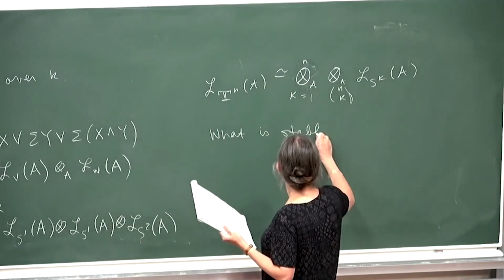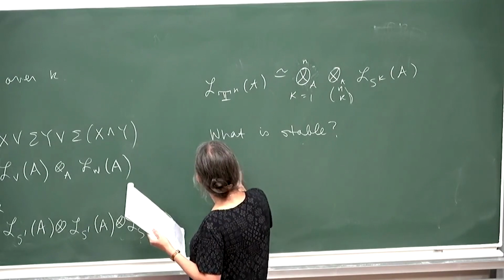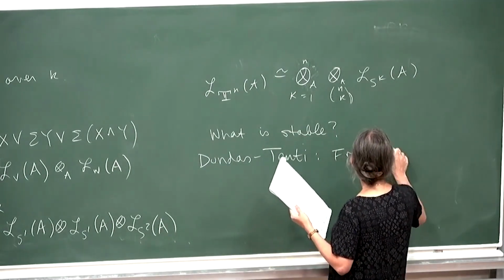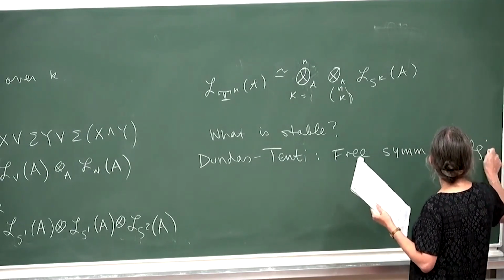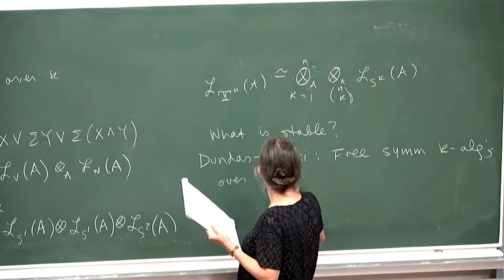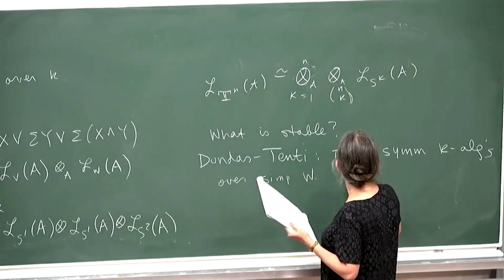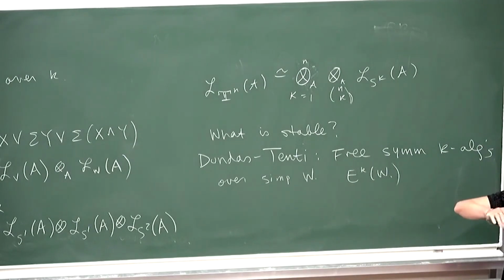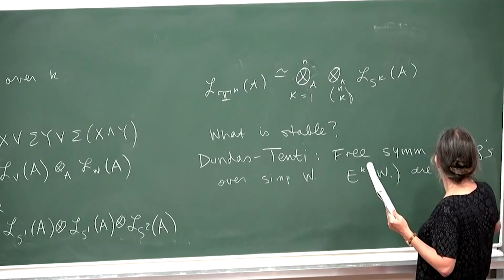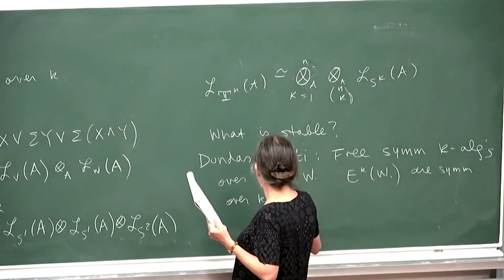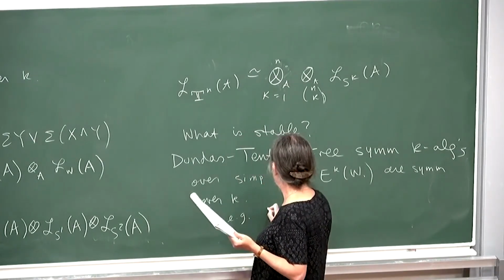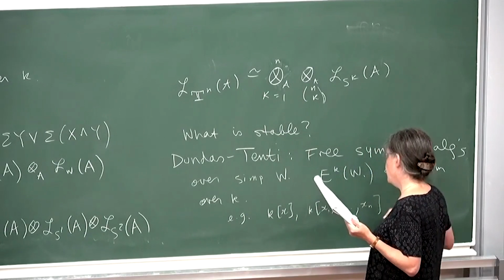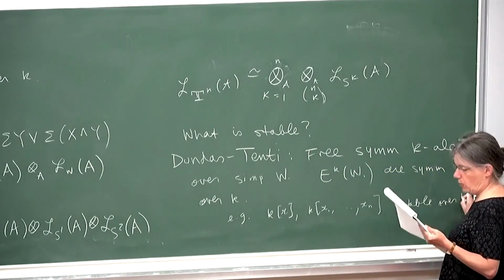And, OK. So what is stable? Dundas and Tenti said that if you take free symmetric K-algebras over some simplicial set W, so you'd write that E_K W. So you take the free K thing, the infinite symmetric thing, over W. In the zero-dimensional case, so certainly K with a variable or K with a bunch of commuting variables, these are stable over K.